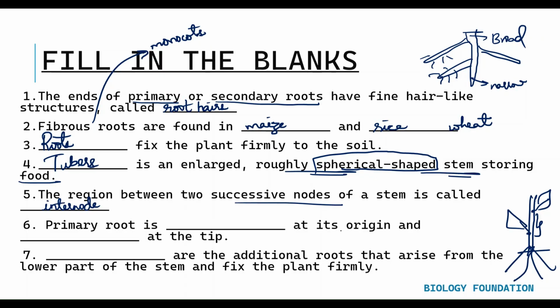Primary root is dash at its origin, broad at its origin, while very narrow at its tip. Dash are the additional roots that arise from the lower part of the stem and fix the plant firmly. Adventitious roots. Okay. Or sometimes you can even mention stilt roots. Even they arise from the base of the stem and provide mechanical support to the plant by firmly fixing the plant to the soil in maize and sugarcane.